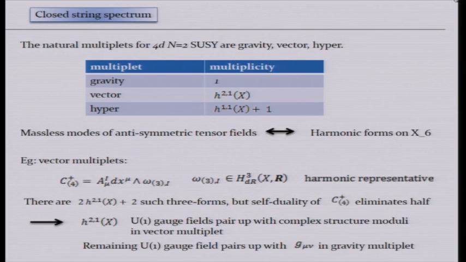Okay, so the multiplets for N=2 supersymmetry are a little bit bigger than for N=1 supersymmetry. The main multiplets that you want to think about are the gravity multiplet, the vector multiplet, and the hypermultiplet. The bosonic fields in these multiplets: for the gravity multiplet, it's a graviton and a graviphoton. For the vector multiplet, it's a vector and a complex scalar. And for a hypermultiplet, it's two complex scalars, or equivalently four real scalars. Okay?